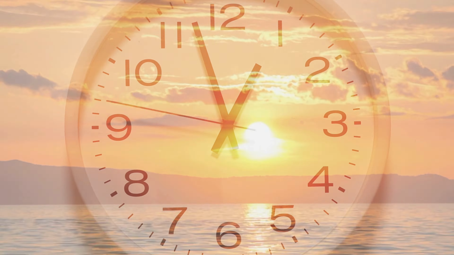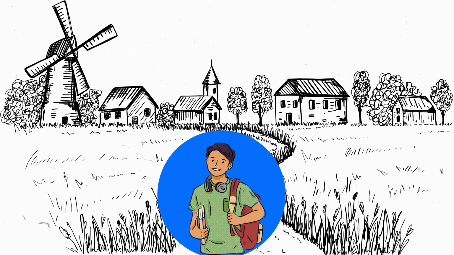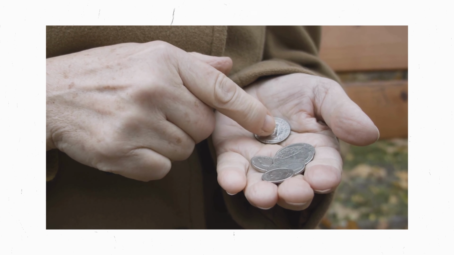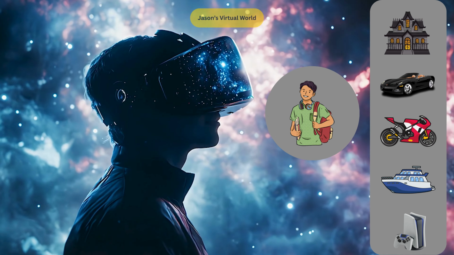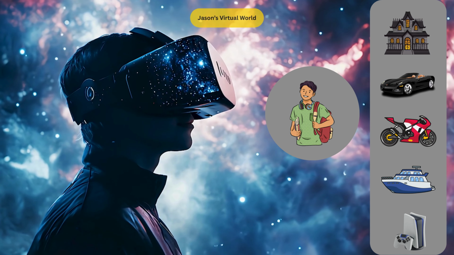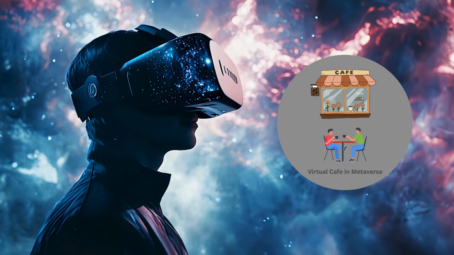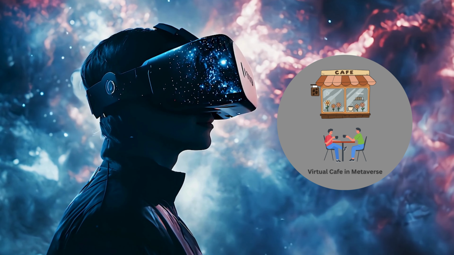A few days later, Jason, another student from the same village, joins John. He's poor too, and now they share the same small apartment. But John gives Jason his own virtual world in the metaverse. The two even meet in a shared cafe.